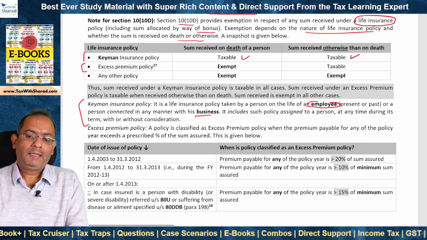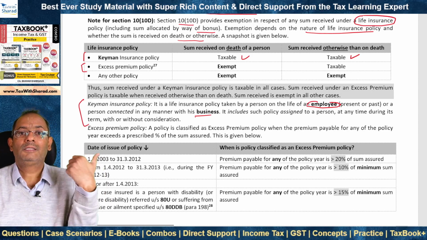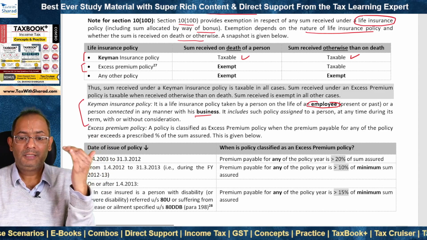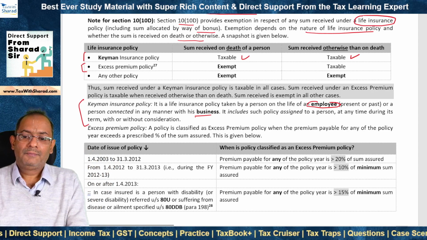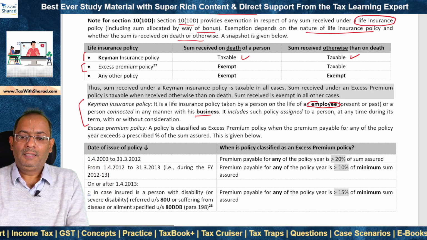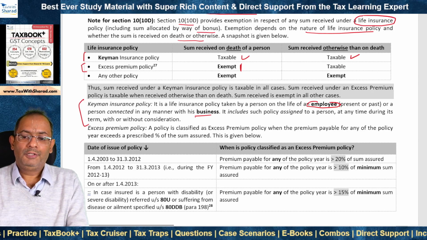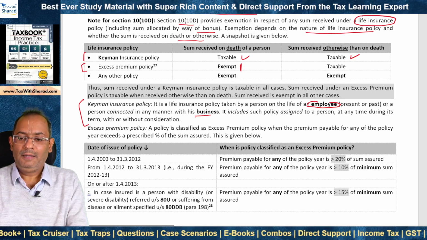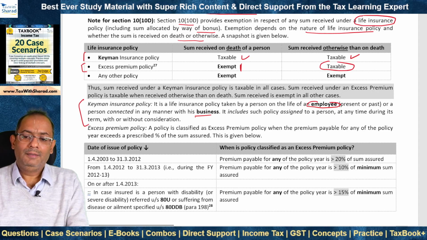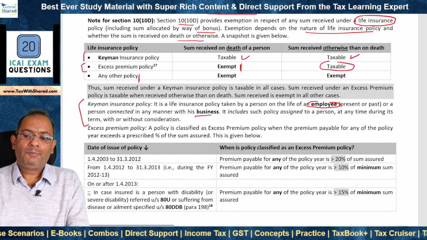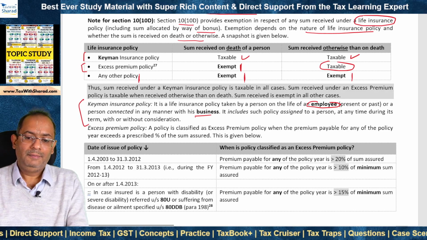Then comes a case of excess premium policy. Excess premium policy is a policy where the premium is being paid in excess. It's being paid beyond a certain level, right? In such case, if the sum is received on death of the assured, then the sum is exempt under 10(10D), right? Else, it is not exempt, it is taxable. In the case of any other policy, the sum is not taxable, the sum is exempt under section 10(10D).